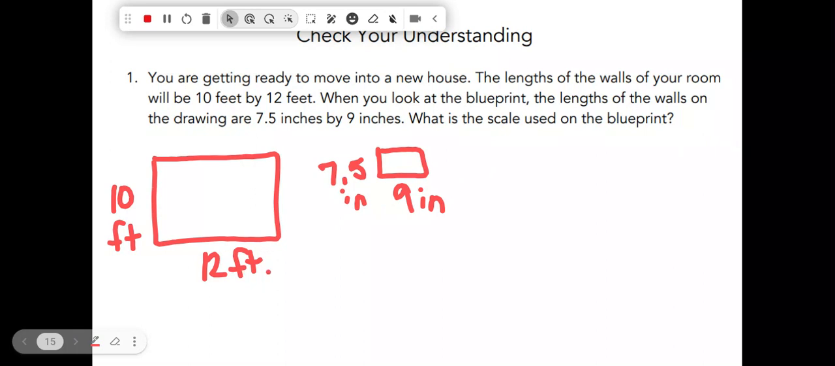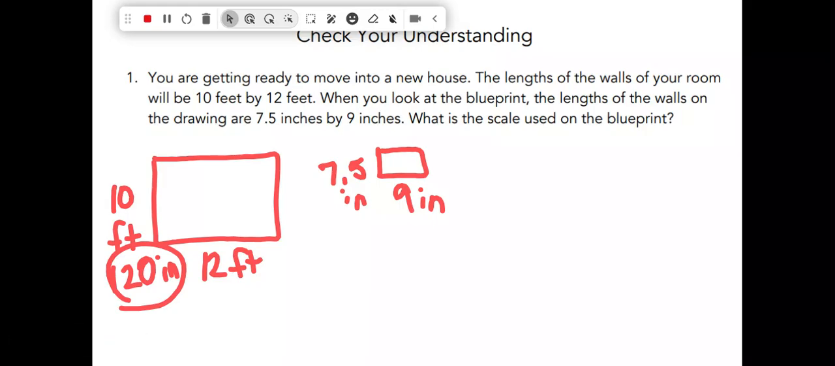Okay, now we got to be careful. We're going from feet to inches, so we have to be careful. It's easiest to do this if we stick it all in inches. So how many inches is 10 feet? Well, that's the same as 10 times 12, which is 120 inches, right? And 12 feet would be 12 times 12, because there's 12 inches in every foot. And 12 times 12 is 144 inches.